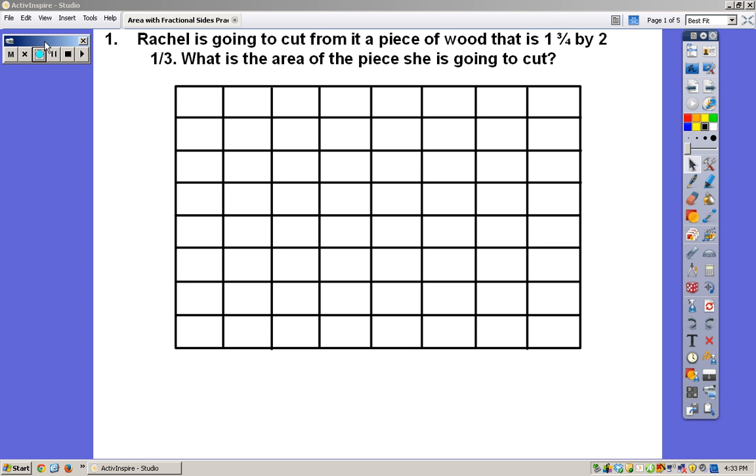Number 1 was: Rachel is going to cut it from a piece of wood that is 1 3/4 by 2 1/2. What is the area of the piece she's going to cut? Well, first we have to establish what the dimensions are. Right here we see the dimensions are going to be 1 3/4 by 2 1/2. So we're going to figure out the area of this. On these grid questions, we're always going to start right here.